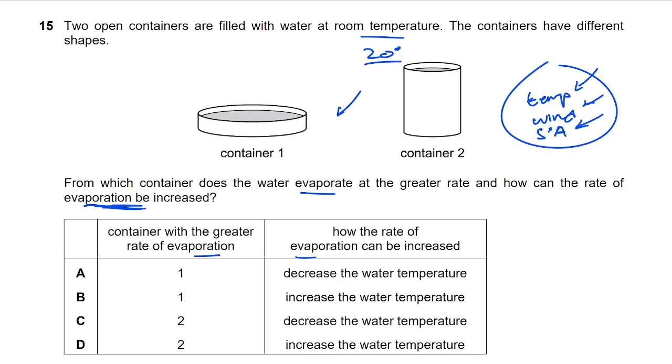So in which container would the evaporation rate be greater? Container one, because it has a wider, longer shape, more surface area, so evaporation will be greater. So the answer is container one. How can I increase this? I can increase this by increasing the water temperature. So the answer is B, because if I increase temperature, it will increase the evaporation rate.